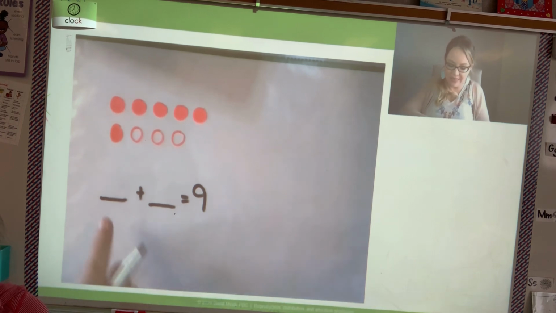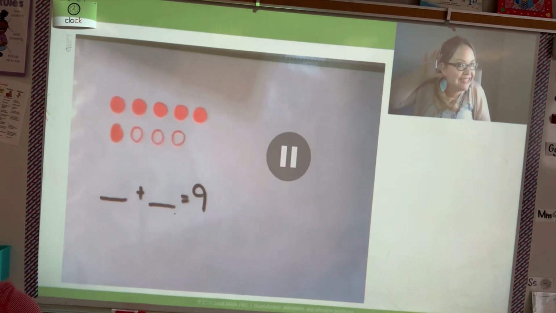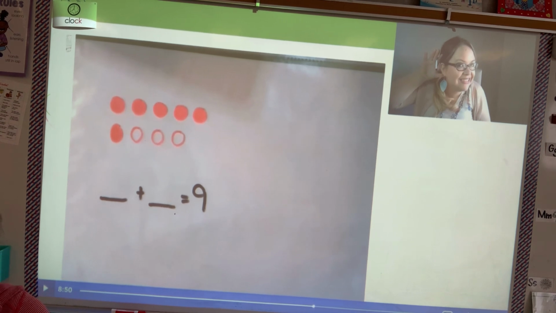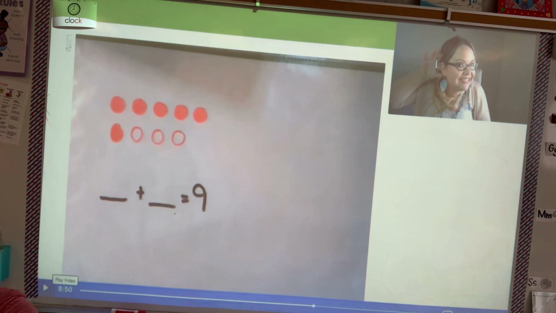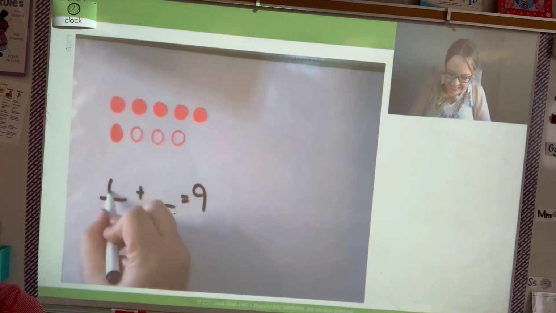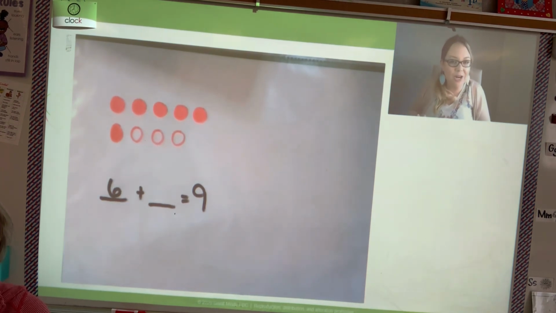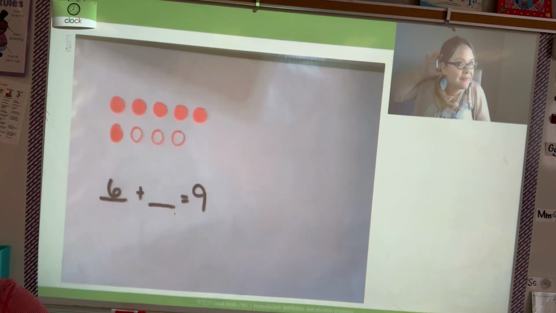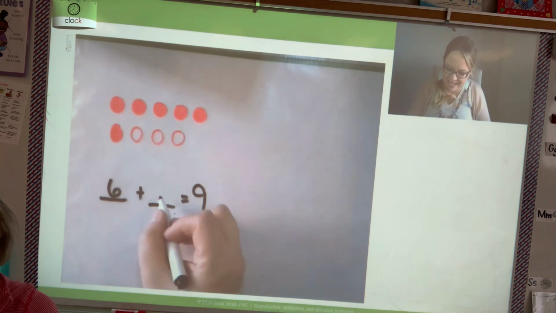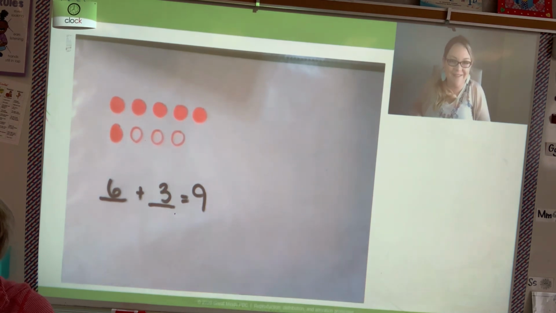So what number should go in this part? What number? Show me with your fingers. What number do you think should go in the first part? Some people are saying 3 and some people are saying 6. Does it really matter? No, it doesn't matter. Let's see what Miss Hawkins chooses. Yes, 6, to show how many beads she had at first. And what number should go in this blank? 3, to show how many beads her friend gave her.